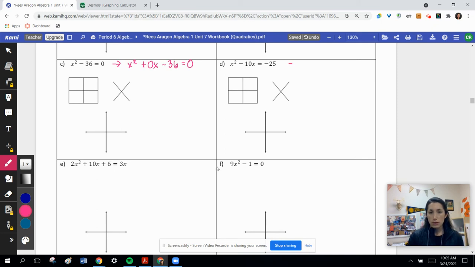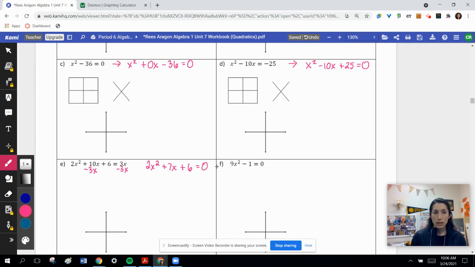Or for this one here, in order to rewrite this in standard form, we need the right side to be 0. That means I need to add 25 to the other side, or to both sides. So that would give us x squared minus 10x plus 25 is equal to 0. Or on question E here, if we subtract a 3x on both sides, we'll go ahead and rewrite this in standard form. That would be 2x squared plus 7x plus 6 equals 0.